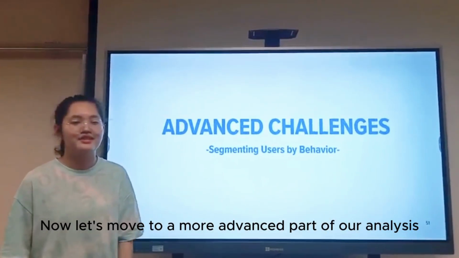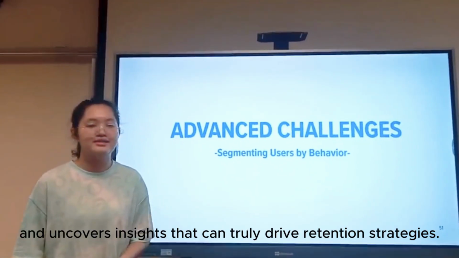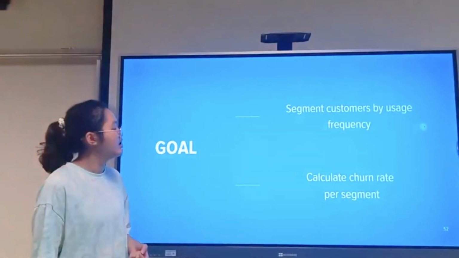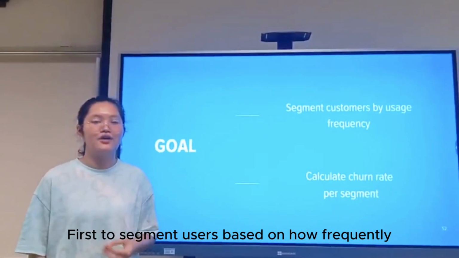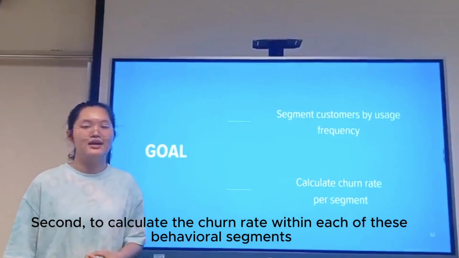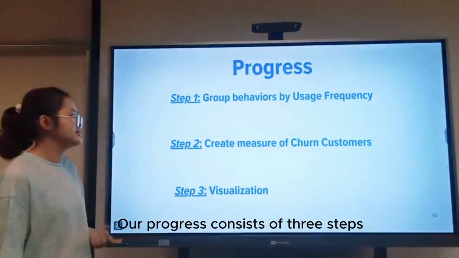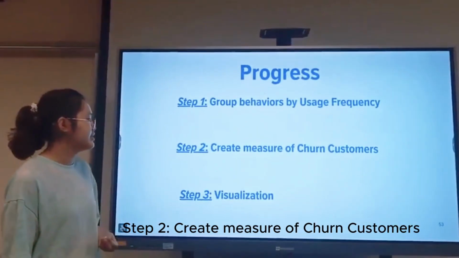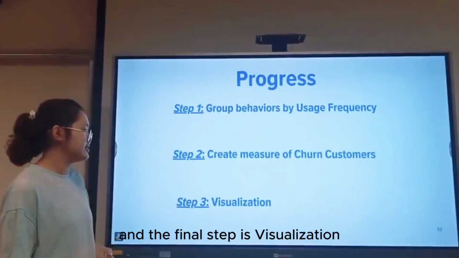Now let's move on to a more advanced part of our analysis. Let's dive deeper into customer behavior and uncover insights that can directly drive retention strategies. Our goal here is in two parts. First, to segment users based on how frequently they use our service. Second, to calculate the churn rate within each of these behavior segments. I will consider three steps. Step one, define behaviors by user frequency. Step two, calculate the churn measure for each segment. And the final step is visualization of the results.